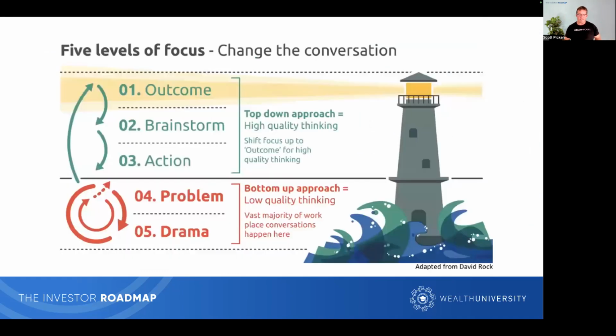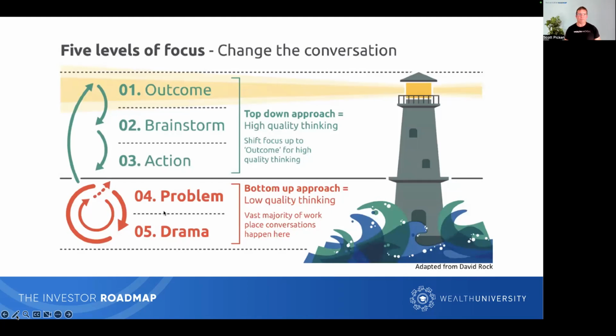So that's the first way. And the second way is that you get very clear on the outcomes you're trying to achieve. I learned this in my coaching session. We call this the lighthouse approach. So you get very clear on the outcome. You don't even worry about the brainstorm and the action until you've got very clear on the outcome.